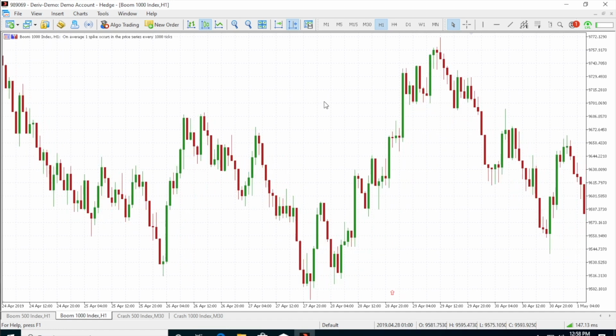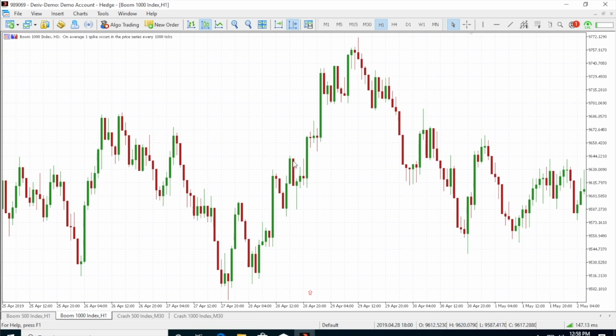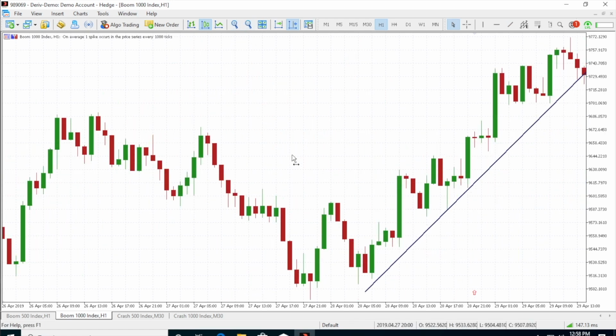Okay, now I see an uptrend right here. You see this point, right? The market went up, corrected itself, went up, corrected itself. So it's creating higher highs and higher lows. That means the market is clearly in an uptrend. So you draw a trend line like this, connecting the wicks or the rejections. It's very easy. So I drew a trend line like this.